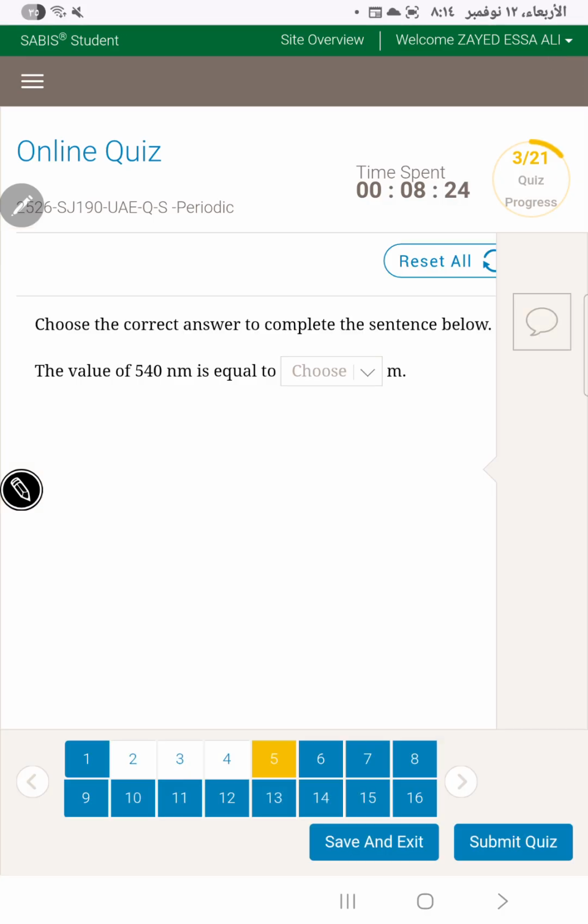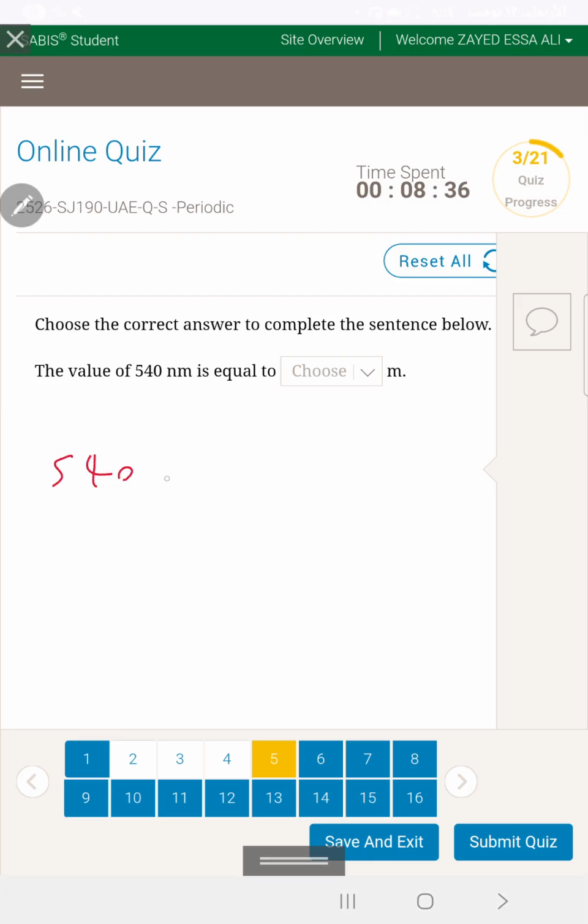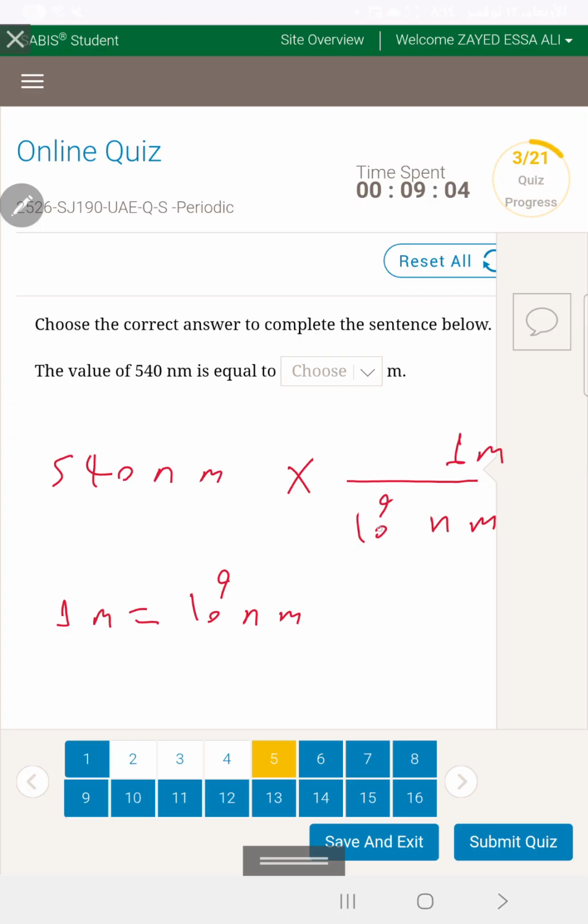Number 5, choose the correct answer to complete the sentence below. The value of 540 nanometer is what meter? So here you have to convert 540 nanometer into meter. We know that 1 meter is equal to 10th power of 9 nanometer. So that's the conversion factor. This means you have to multiply it by the conversion factor, which will cancel nanometer, so put it down, and will keep the meter, so put it up. So here you have 1 meter up and 10th power of 9 down.